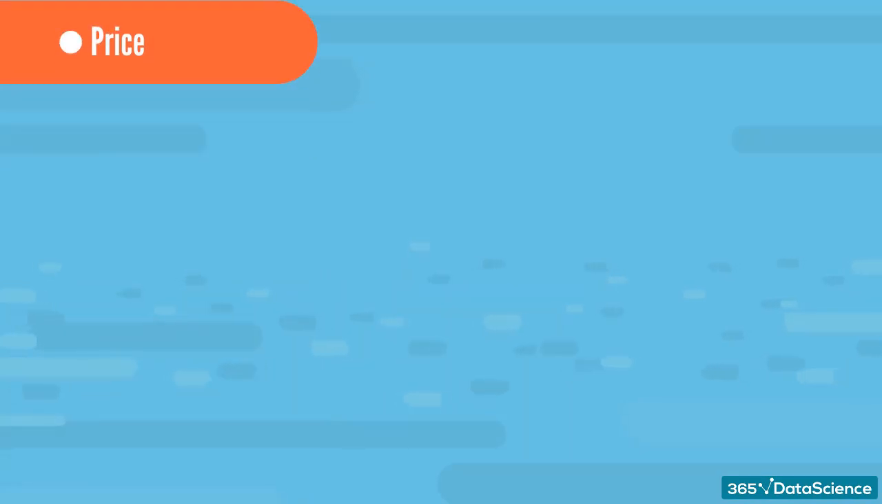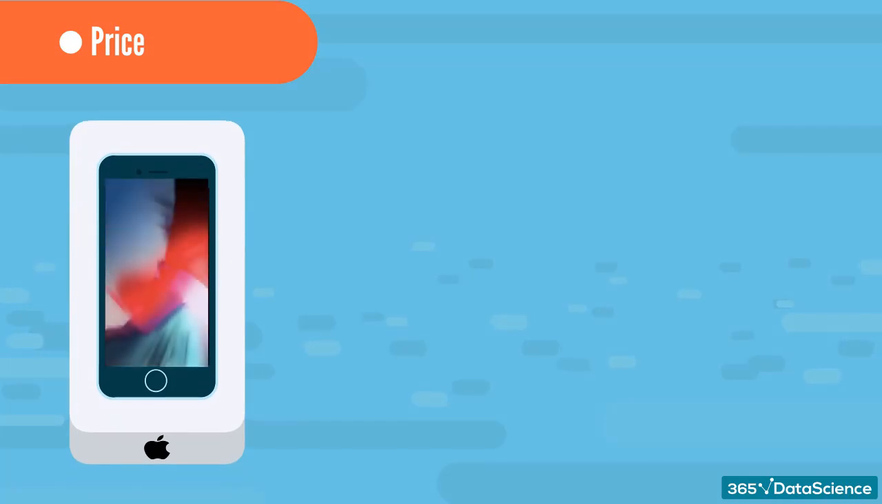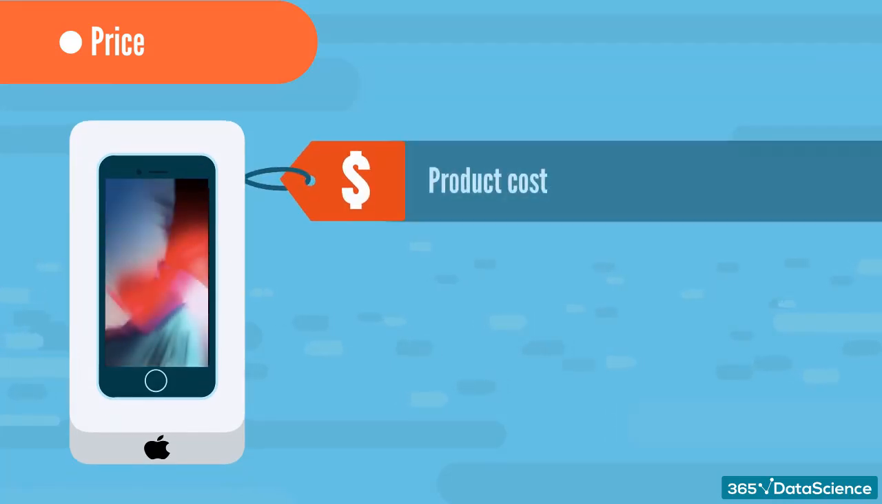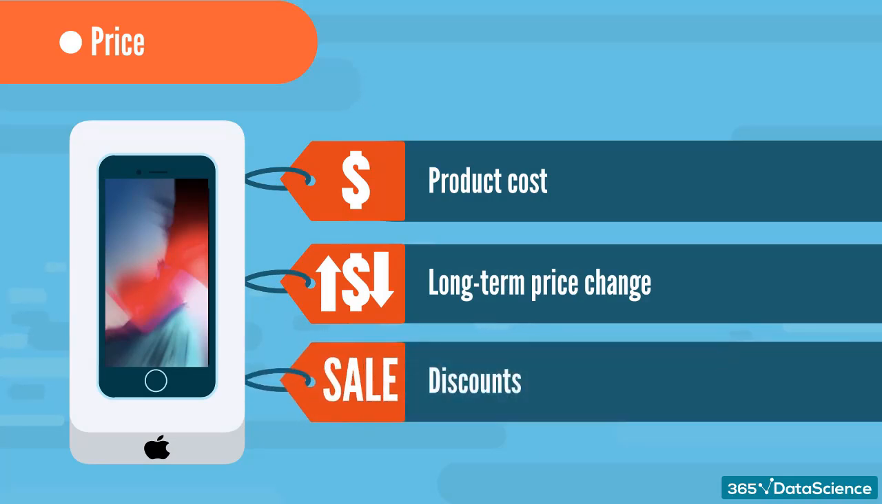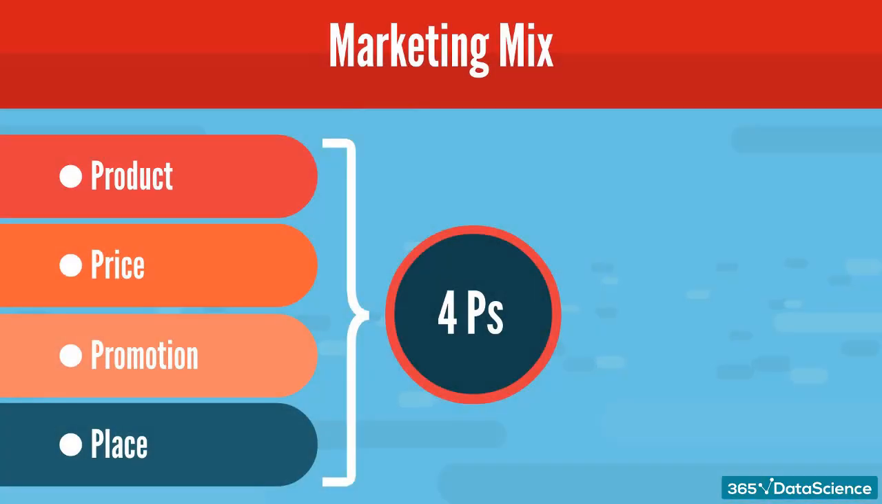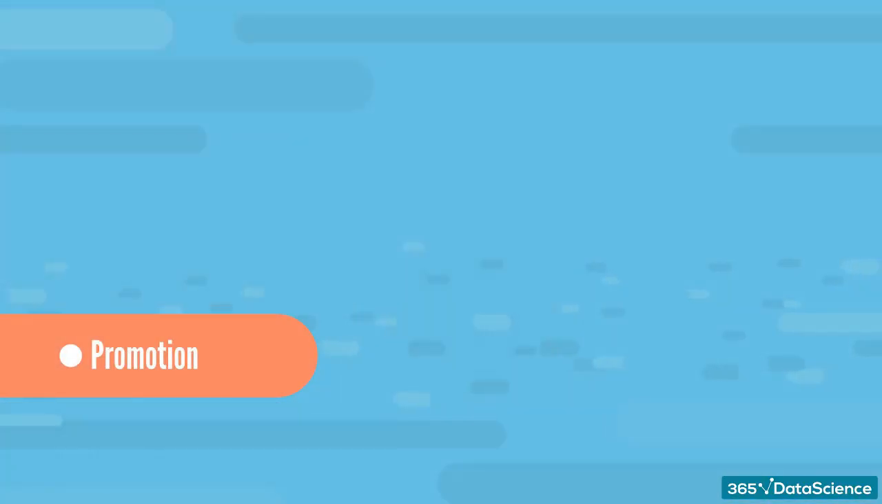Price has to do with everything related to the pricing of the offering. That is, first and foremost, how much the product costs. In addition, decisions about long-term price changes also belong here. Discounts are another important pricing tool, and, of course, any existing credit terms or other payment terms are considered a pricing tool as well. Either way, price is the most intuitive P, so we don't need to spend too much time on it. Instead, let's go to the third P, promotion.